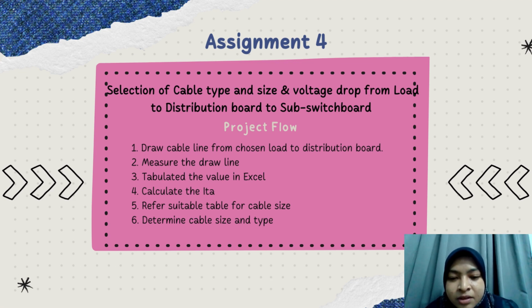Assignment 4 includes the selection of cable type and size and voltage drop from load to distribution board to subswitch board. The project flow begins with drawing the cable line from the chosen load to the distribution board, then measuring the drawn line. Third, tabulate the values in Excel. Fourth, calculate the current. Fifth, refer to the suitable table for cable size. Then lastly, determine the cable size and type.